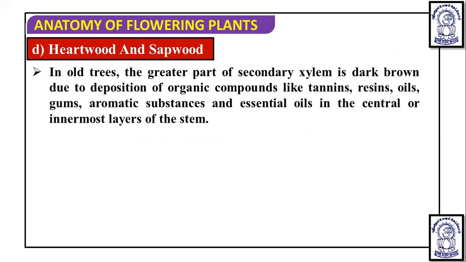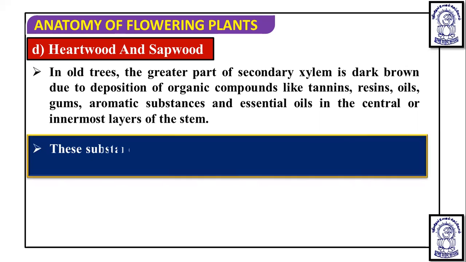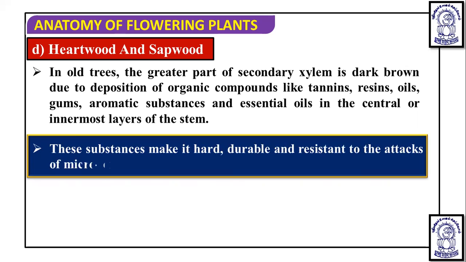Particularly, the vessels of secondary xylem are going to fill due to these secretory components. When these substances fill the vessels of the secondary xylem near the innermost layer of the stem, towards the central region, the vessels are going to be hard and the secondary xylem is also going to be hard. So these substances make this wood hard, durable, and resistant to the attack of microorganisms and insects. And this hard, durable, resistant wood is known as heartwood.